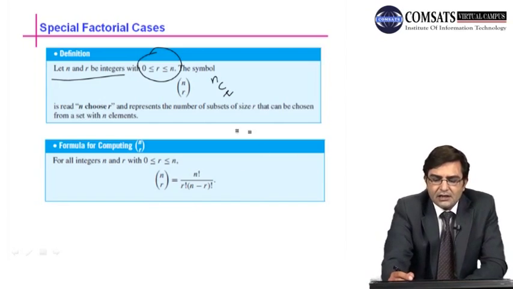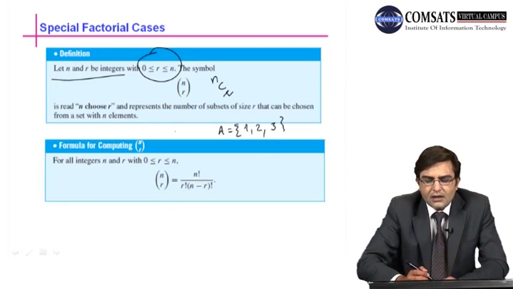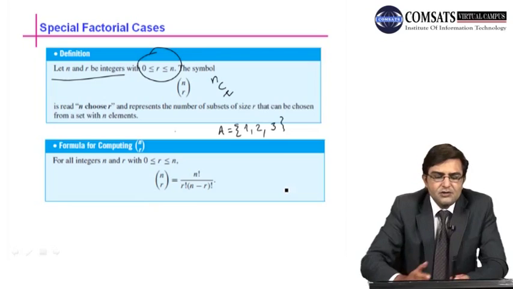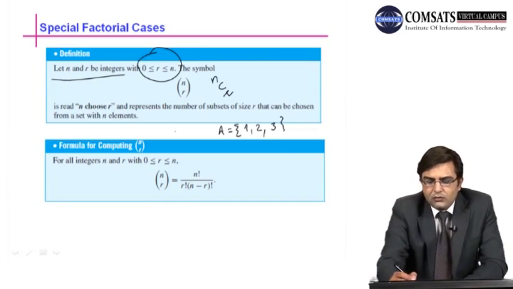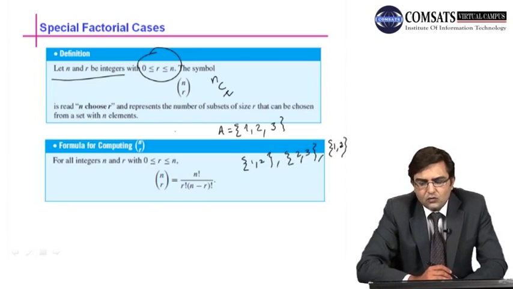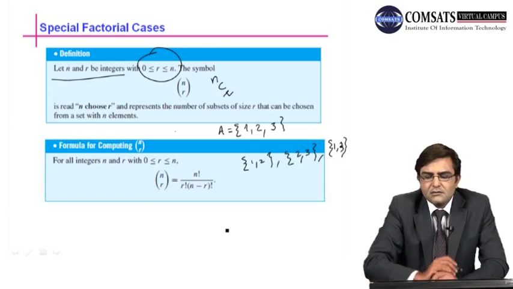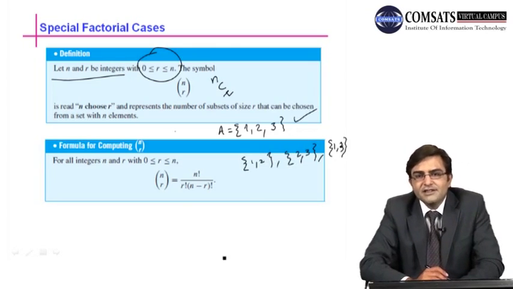For example, if we have a set A which contains 3 elements, 1, 2, 3, then how many subsets of size 2 can be chosen from this set of 3 elements? We can make {1, 2}, we can make {2, 3}, and we can make {1, 3}. So we can make 3 possible subsets of 2 elements of this set.